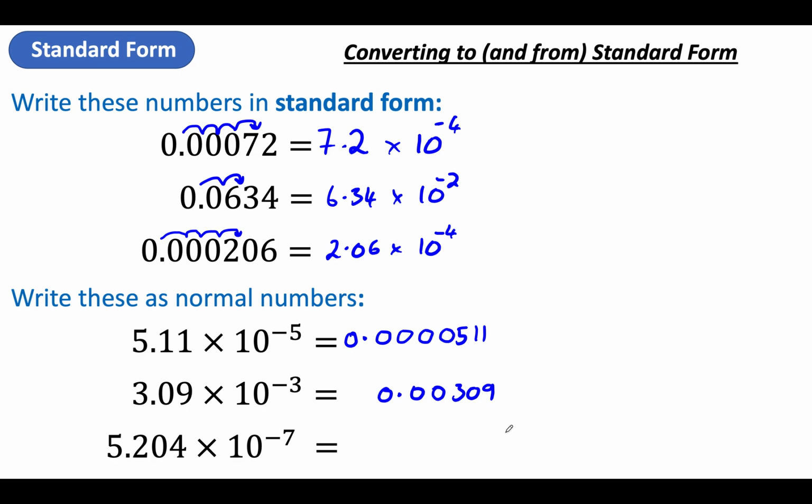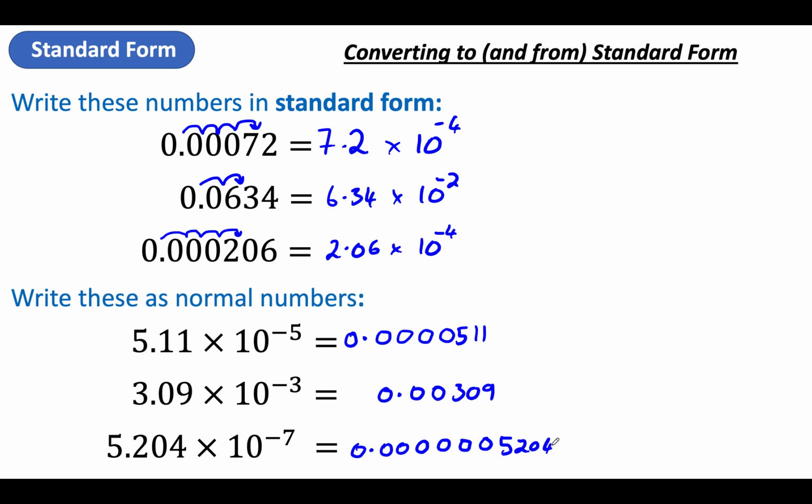What was I thinking when I wrote this question? 7 places smaller. So 5204. Let's go. Right, so if it goes to make 0.5204 would be 1 place smaller, I need another 6. 1, 2, 3 places, 4 places, 5 places, 6 places smaller. So 0.00000005204. Well done if you got those right.